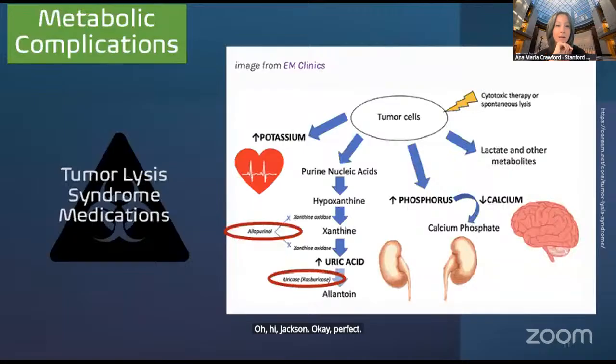So why do we use allopurinol and rasburicase in these tumor lysis syndrome patients, Dr. Kingsley?